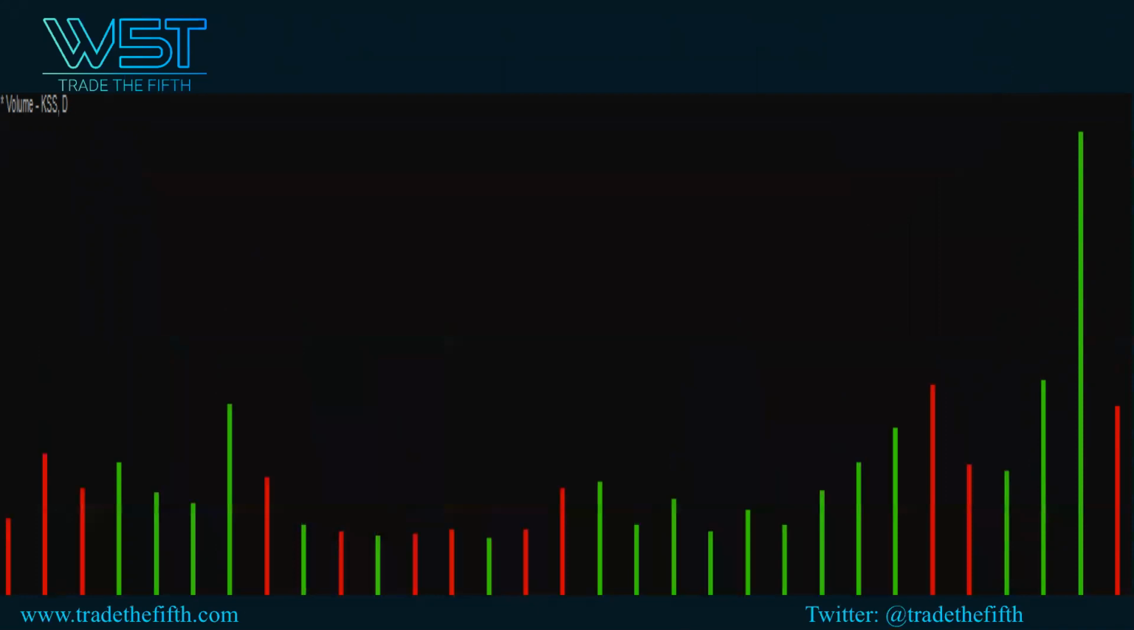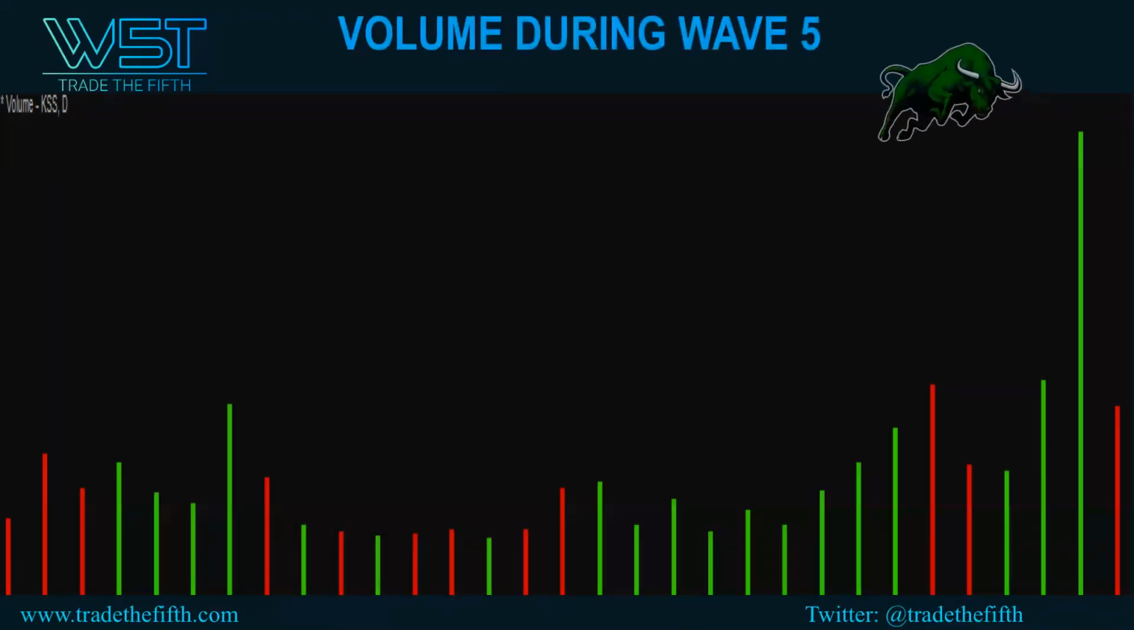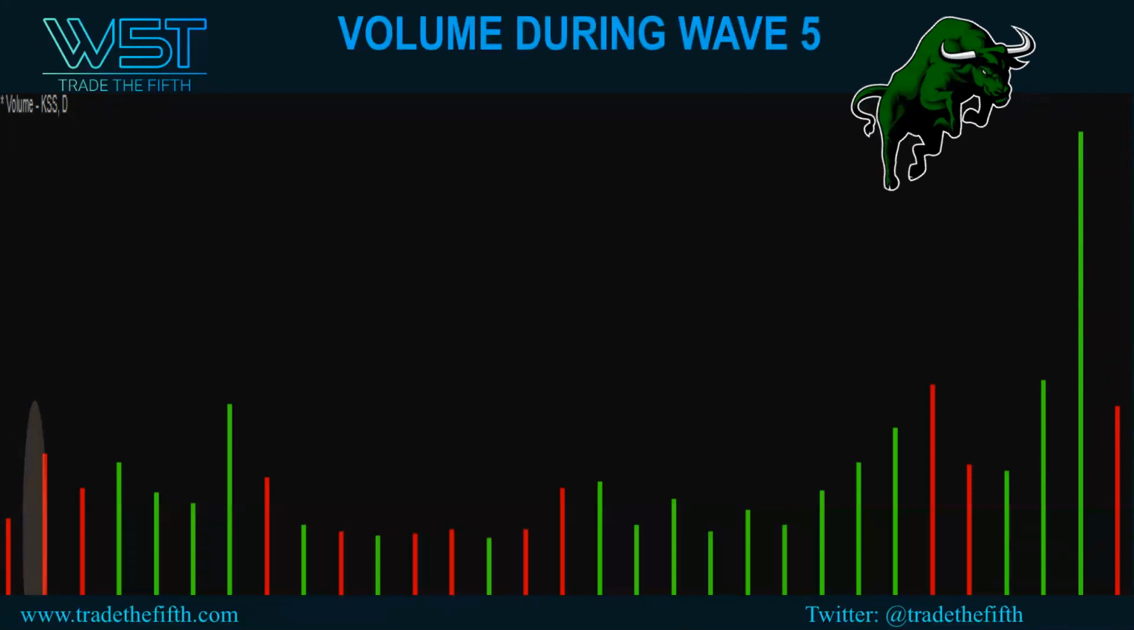Right, so this is the end of the wave 4 on the left here. So this is the volume during the 5th wave. Now this is important because this is the wave that we're trading, okay? Okay, so the bit in the ellipse there is that last section of the wave 4, okay?